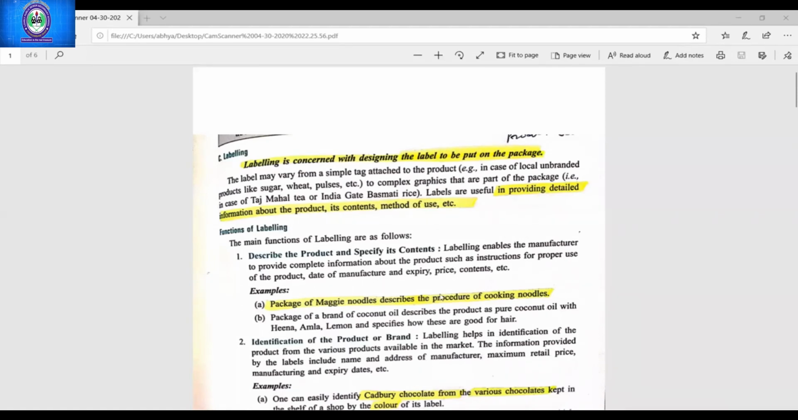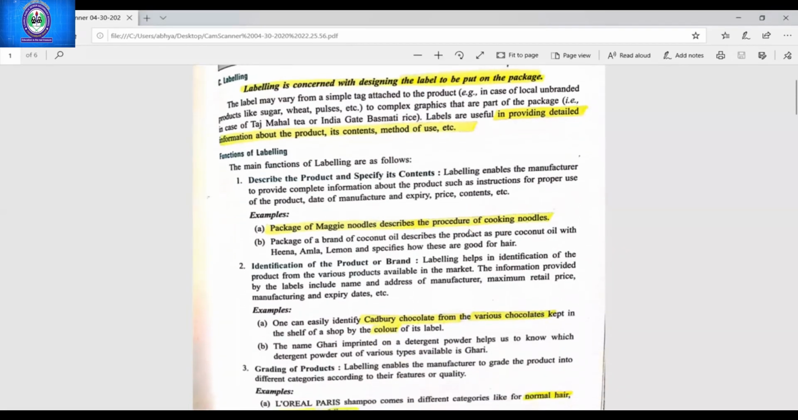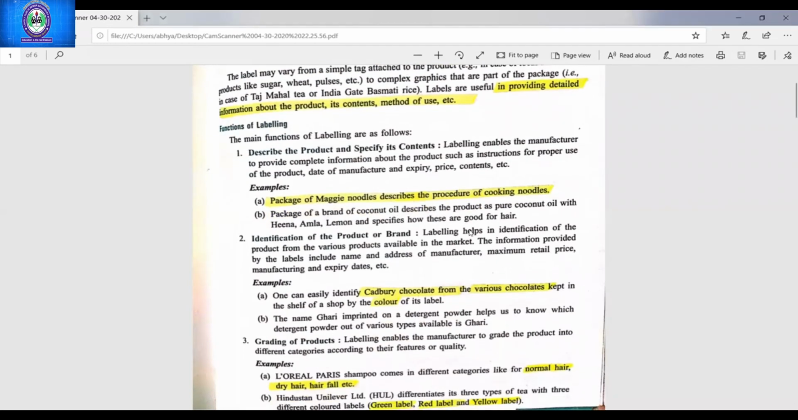Now what are the functions of labeling? Means what are the different functions which are performed by the label? So the first important function which I have told you earlier, that label is an information carrier. Label is an information carrier means it specifies the information given on the product. So this function is known as describe the product and specify the content. I think this function is very much clear, that label gives complete information about the product.